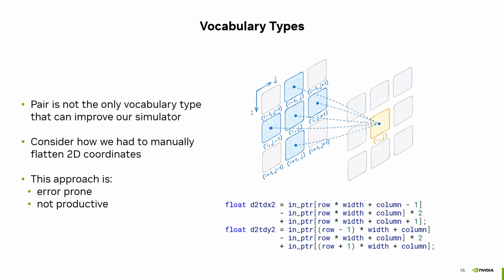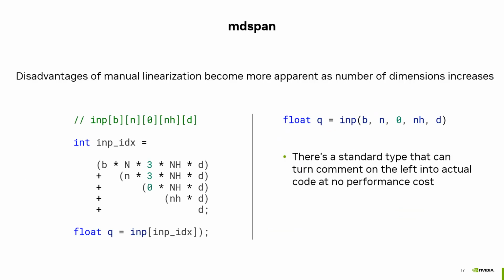cuda::std::pair isn't the only type that can clean up our code. Right now, we're still manually converting between 2D row-column coordinates and the 1D indices. That approach works, but it's easy to make off-by-one mistakes and other indexing errors. It's also not very expressive. You have to remember the exact formula for flattening coordinates every time. It might not be too bad when we're just flattening 2 dimensions, but as soon as you go beyond that, things get ugly quickly. Take a look at this snippet.